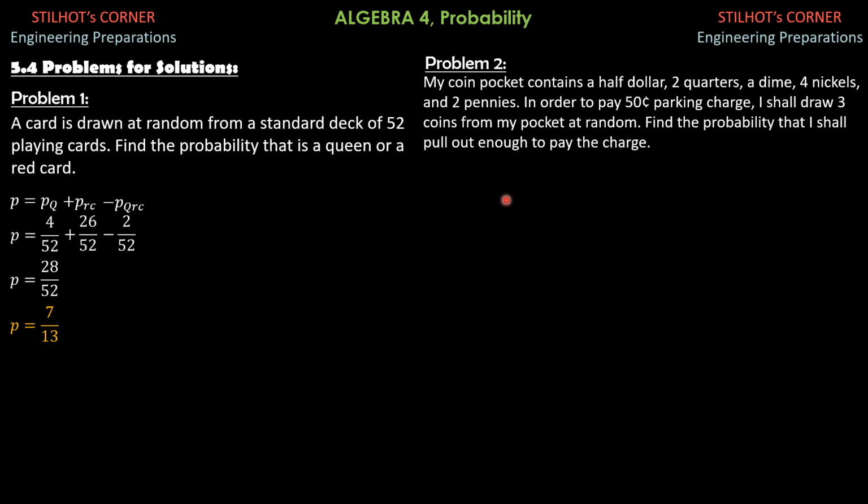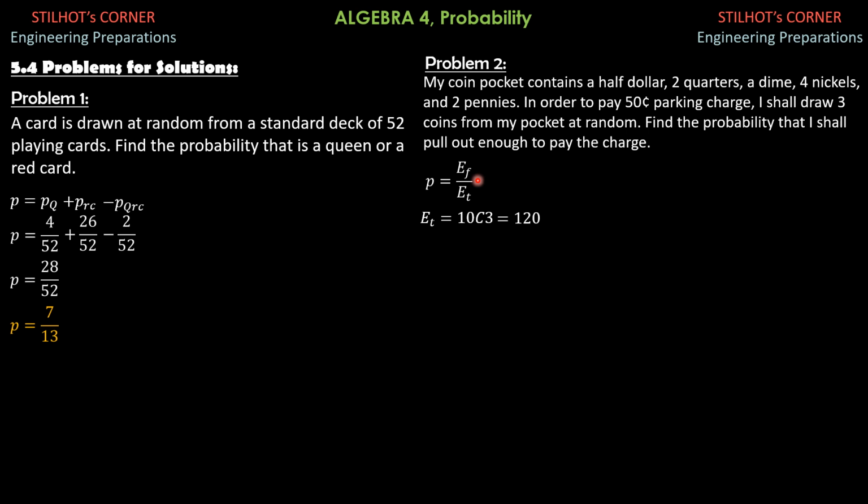And the total number of outcomes would be combinations of 10 coins taken 3 at a time. So probability is the number of favorable outcomes divided by the total number of outcomes. And this total number of outcomes is equal to 10 combination 3, and that is equal to 120. For the favorable outcomes, so let's go.